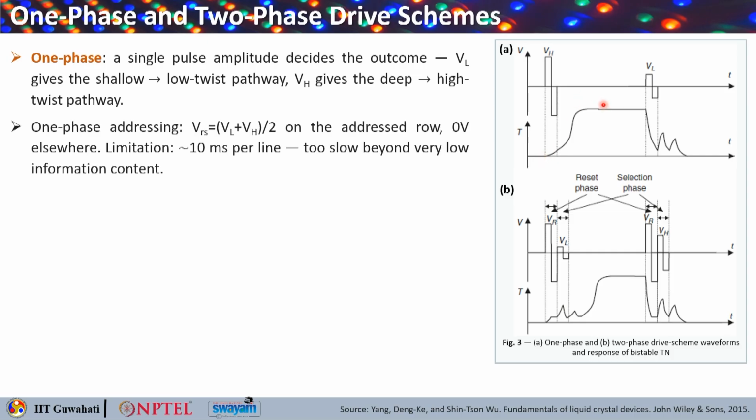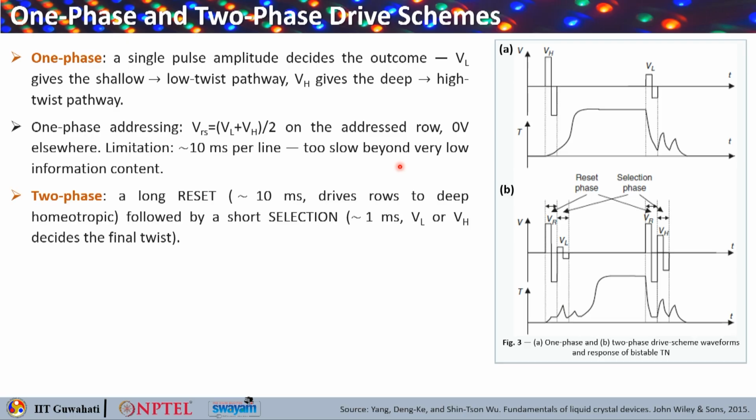Okay, so how the 1 phase addressing works is like this. The selected row will get this (VL plus VH) by 2, which is called the VRS. So the VRS voltage of (VL plus VH) by 2 will be applied on the addressed row, and you will give 0 volt elsewhere. However, the limitation here is that per line the delay is around 10 millisecond. So it is too slow beyond very low information content. Okay, you cannot use this, right?